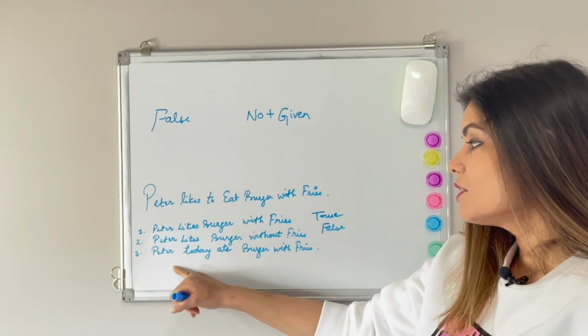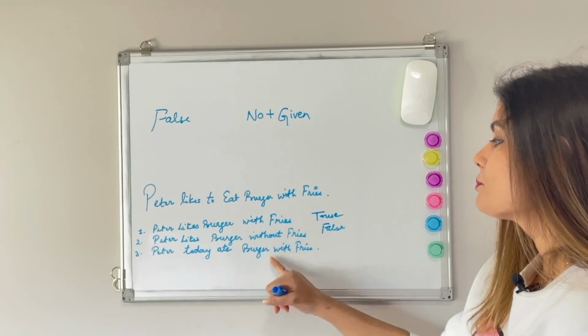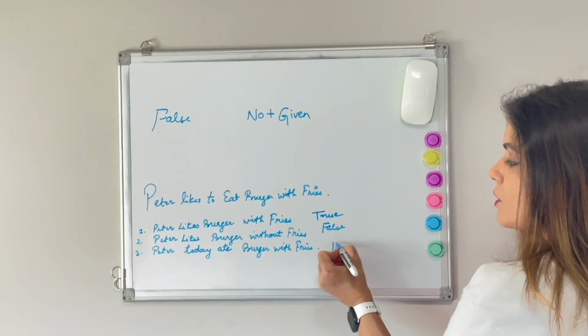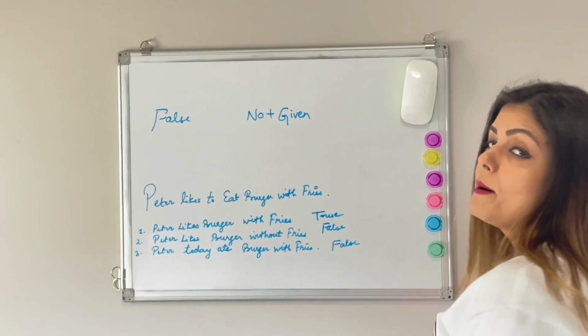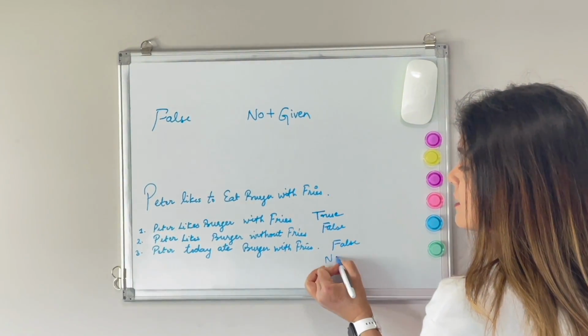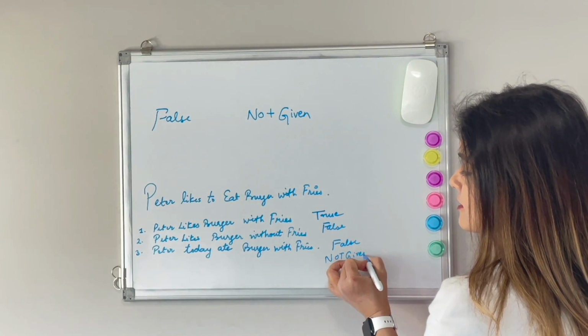If you look at the third one, it says Peter today ate burger with fries. A lot of times people would write this one as false too, but in reality, this one is not false, it is not given. False is the wrong answer.